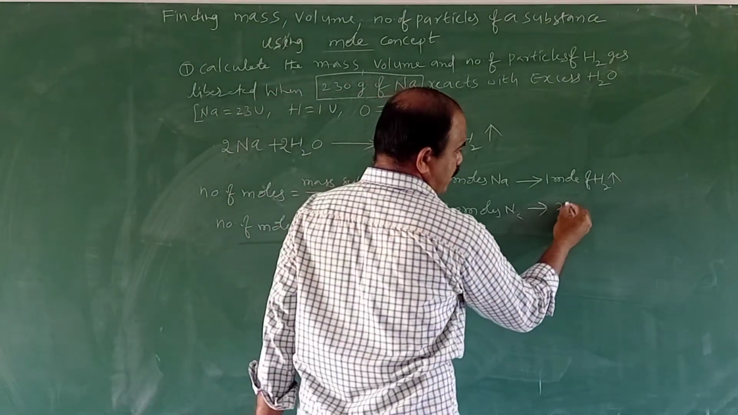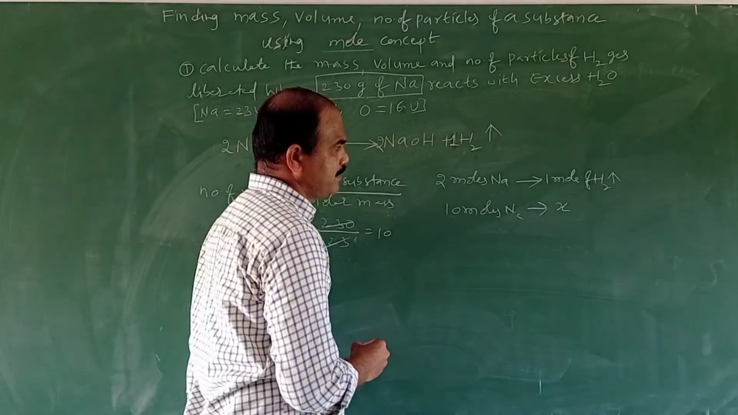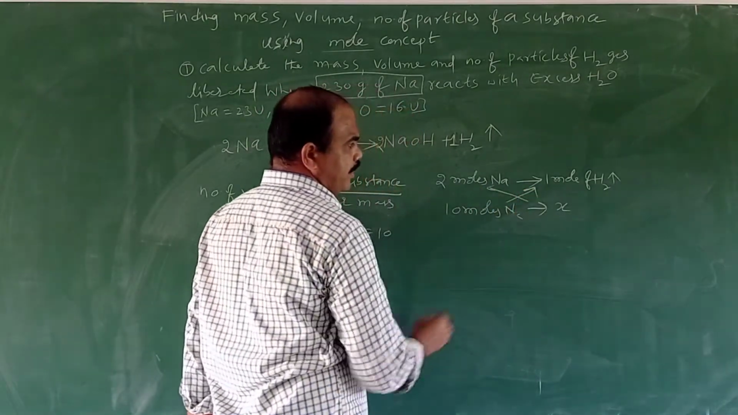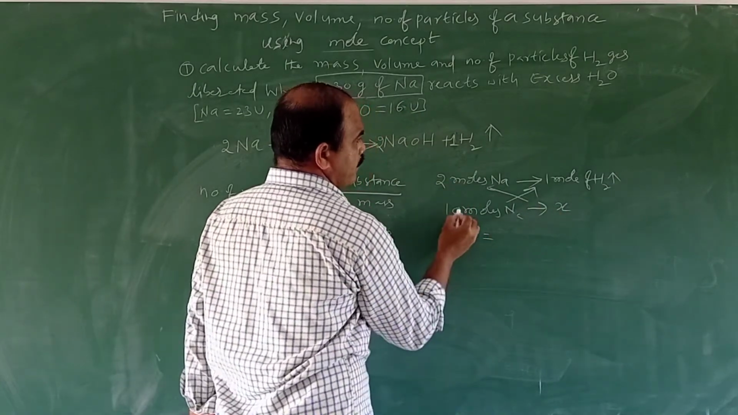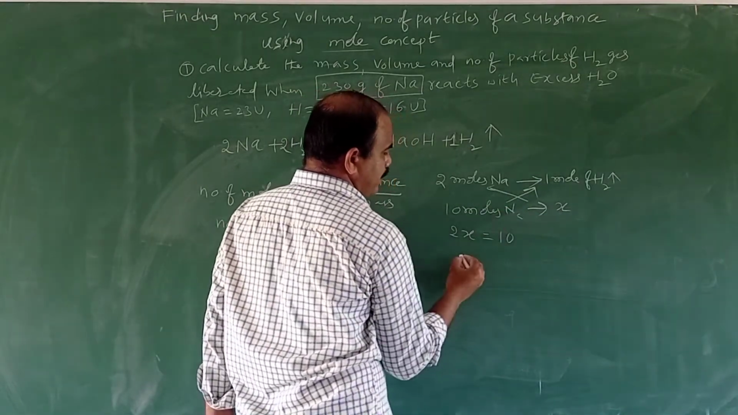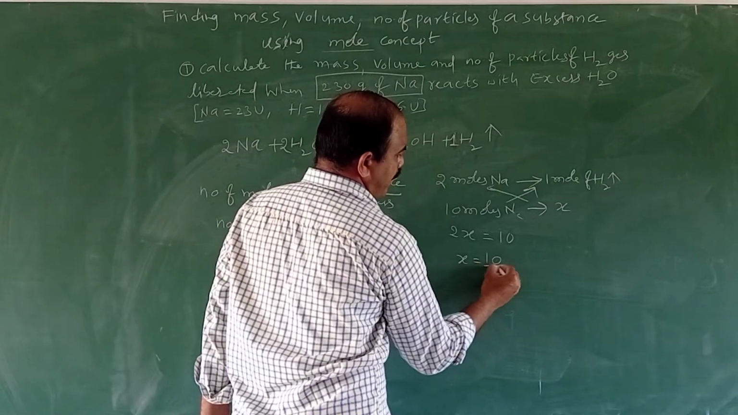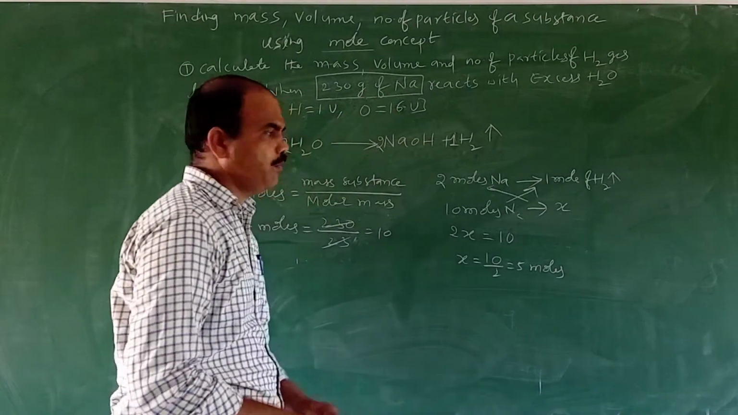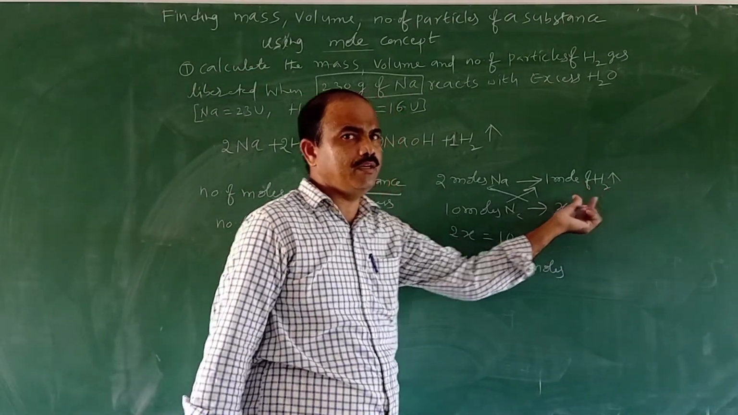So what you don't know will be considered X. When we do the cross product, what do you get? X into 2 equals 10 into 1. 10 into 1 is nothing but 10. So X is equal to 10 by 2. 10 by 2 is nothing but what? 5 moles.